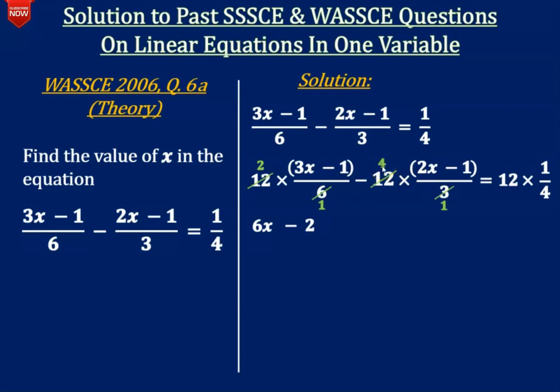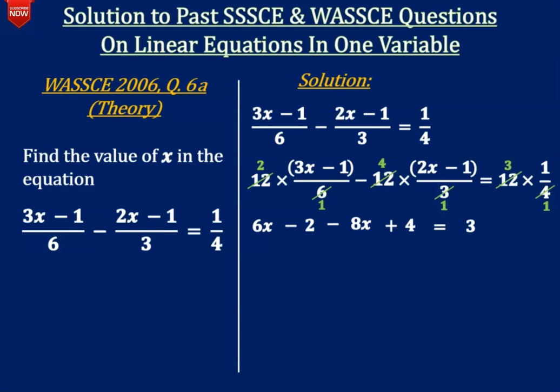And again, let's remove the brackets by distributing negative 4 over 2x and negative 1. So we have negative 4 times 2x to be negative 8x and negative 4 times negative 1 to be 4. Remember that negative times negative is positive. On the right hand side, we have 4 into 12 to be 3 and 3 times 1 to be 3.